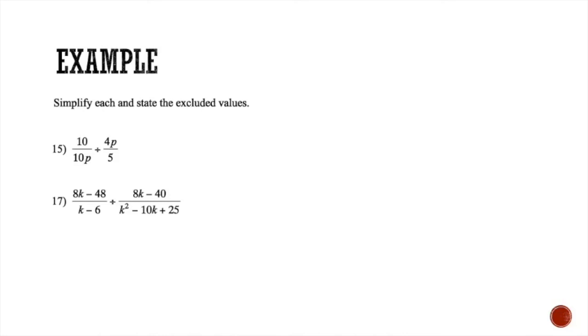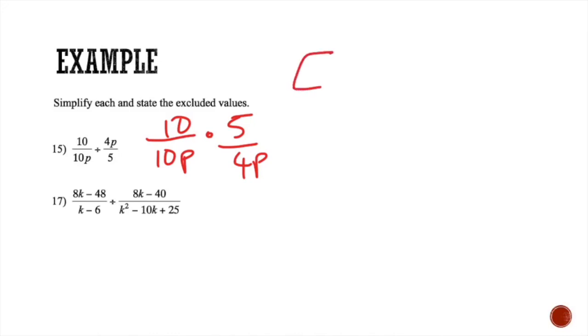The 5 and the 4p. Yes. So the 10 and the 10p stay. Now we're going to multiply by 5 over 4p. Now, our excluded values, there are more excluded values. Before we start canceling out, let's do some excluded values. Your excluded values are now the original denominators and the flipped denominators, okay?